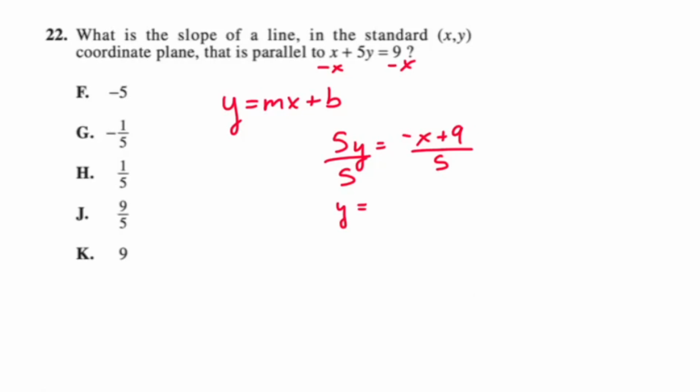So y equals, and then negative x over 5 could be rewritten as negative 1/5 x, and then 9 over 5, we'll just rewrite that as 9/5. So the slope then is this number right in front of x, so negative 1/5, so the answer is G. And 22 falls under the geometry category.